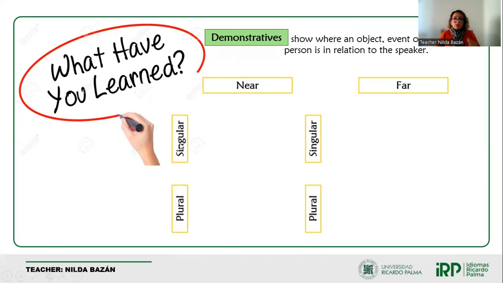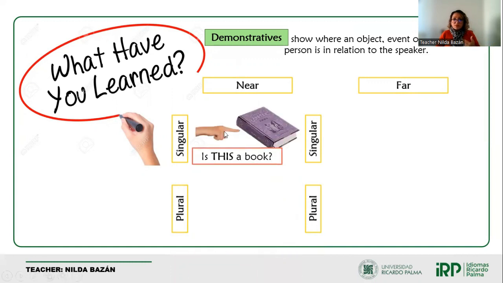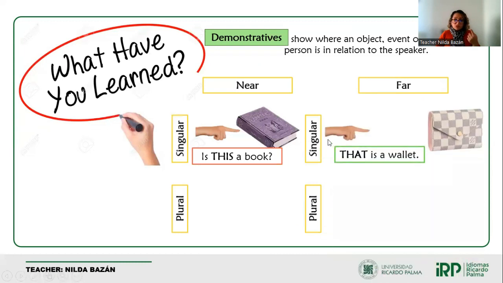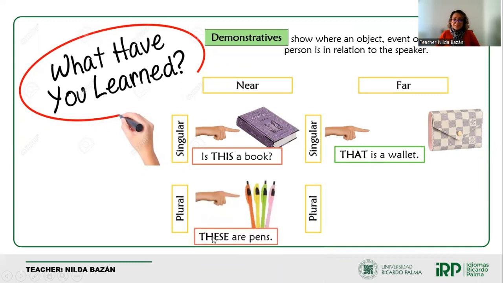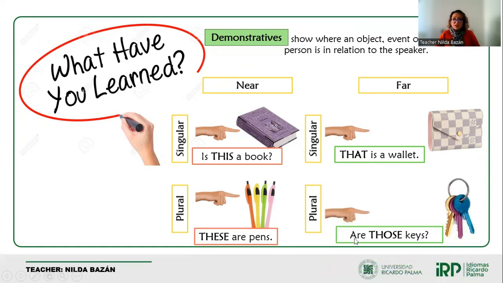For example, if we have one object and the object is near, we use this, like in the question that you see. Is this a book? When something is one object, singular, but it's far, we use that. Like in the example, that is a wallet. When something is plural and it's near, we use these. These are pens. But if something is plural, but there is a distance, we use those. Are those kids?